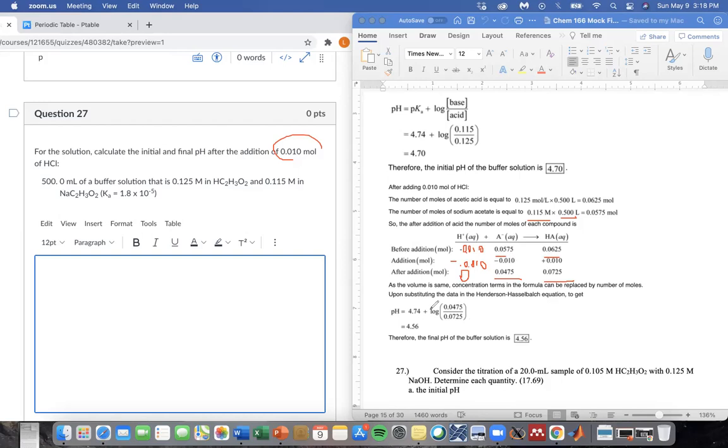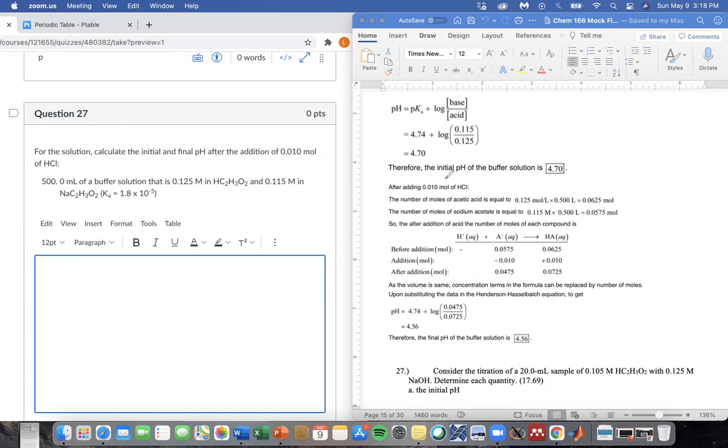We can plug back into Henderson-Hasselbalch, and you wouldn't have to do the liters again, because if you have the same number of liters, when you do a ratio they're going to cancel out anyhow. So you could just plug the number of moles in. After the addition of your HCl, your pH would be 4.56.